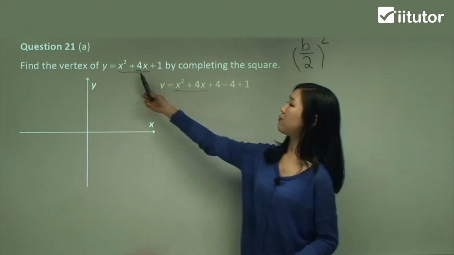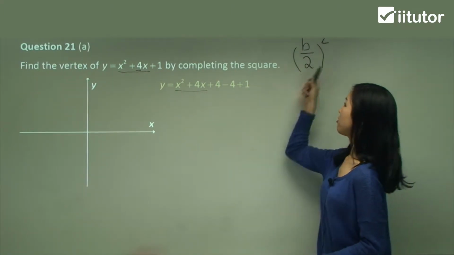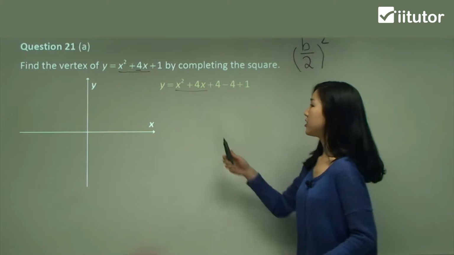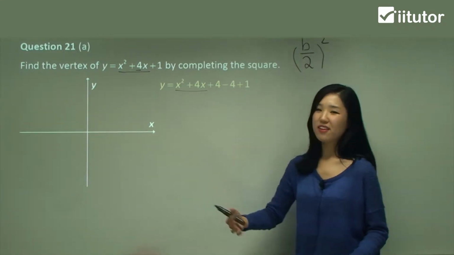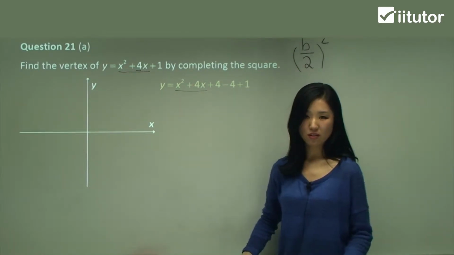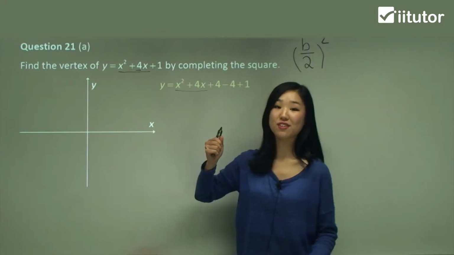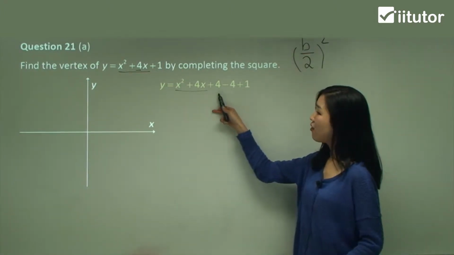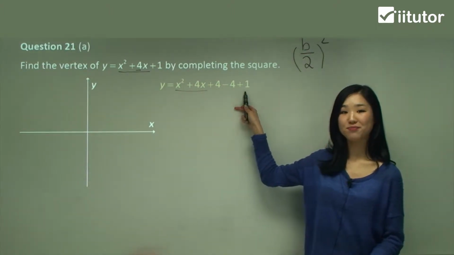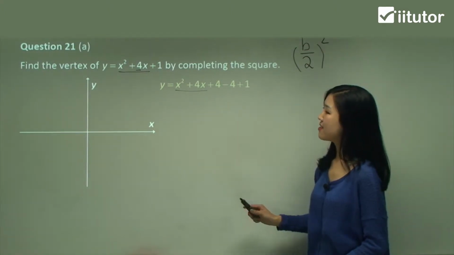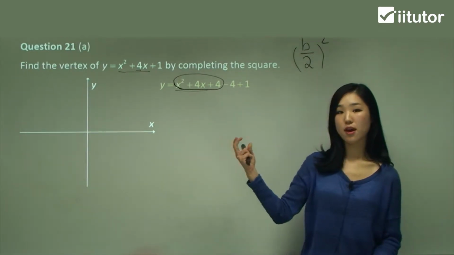So b is 4, the coefficient of x. You divide it by 2, which becomes 2, and then you square it, which becomes 4. So here, that's why I'm adding 4. Okay, so I add that number 4. But remember guys, I can't just randomly add a number to an equation. Make sure you subtract it back, so eventually it's the same as the original equation. Okay, so if I'm adding 4, you subtract it back, and then you add your remaining constant. Okay, so 1.